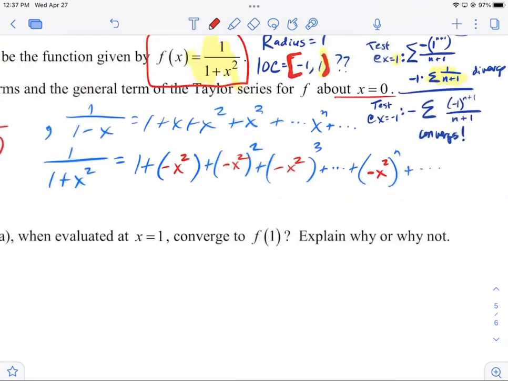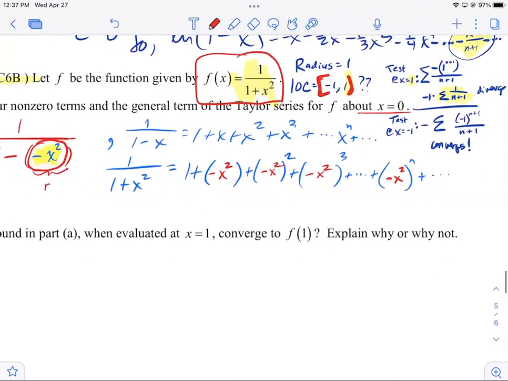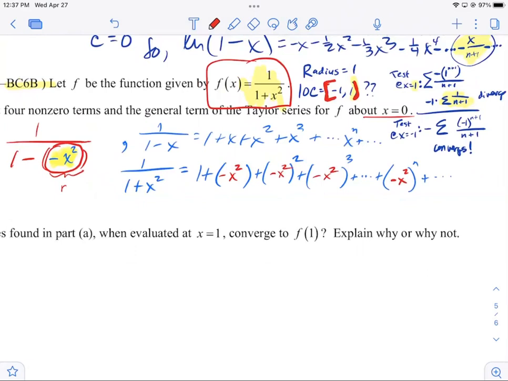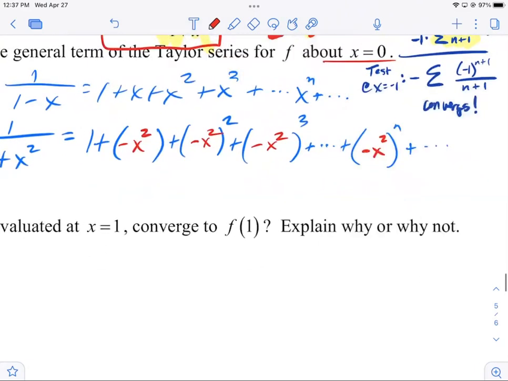Now, it doesn't say to simplify it, but it does say to write the first 4 non-zero terms and the general term. Do we have 4 non-zero terms? 1, 2, 3, 4. Boom. Yeah, we did. Let's go ahead and simplify just a little bit.